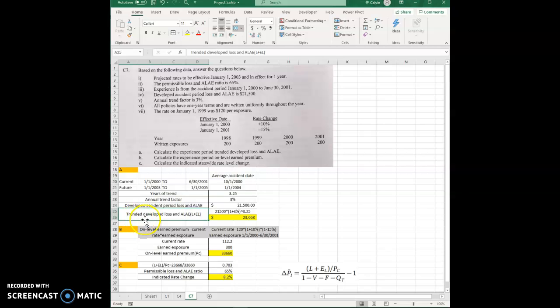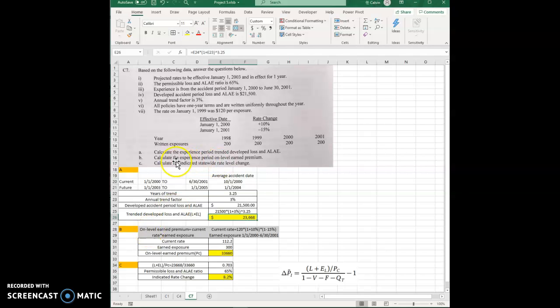So to find the trended developed loss and ALAE, which is L plus EL, we use this number times 1 plus the annual trend factor to the power of 3.25. It's quite similar to interest, like to find the future value, use present value times 1 plus interest to the power of years. I get the final answer is 23,668.